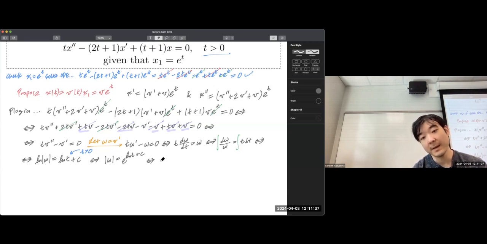Then we can drop the absolute value, put a plus or minus, and split this exponential into e to the c times e to the ln of t. The e and the ln cancel, so you just have this. And then we'll redefine this as a new coefficient, c1.